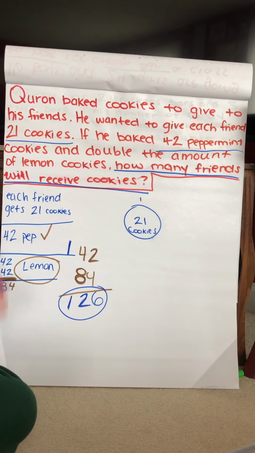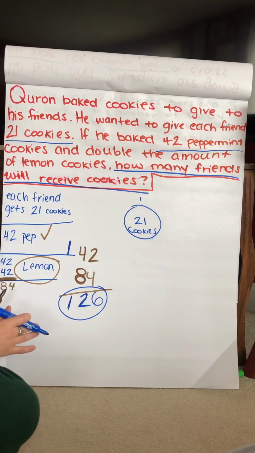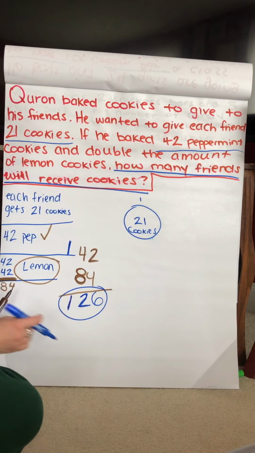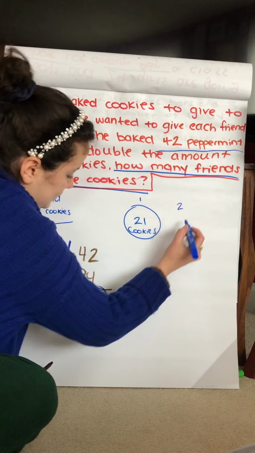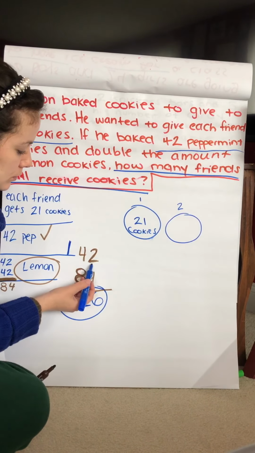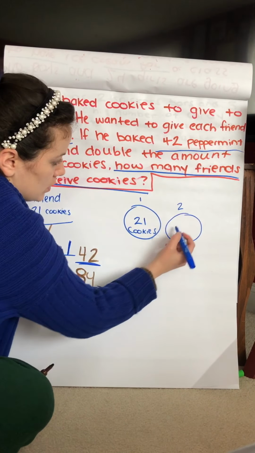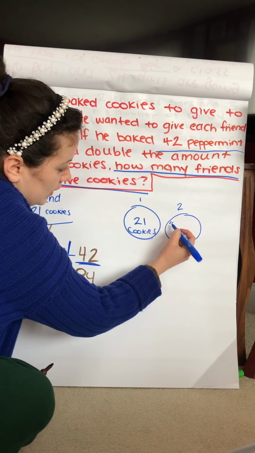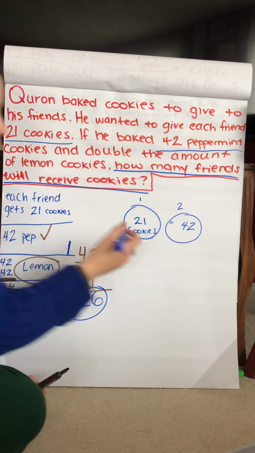That means that is the total number of cookies we can give away. The question is still asking us how many friends will receive cookies. So we know that each of them will be getting 21, and we know that in total we have 126. So, like I said before, 42 is the same as 21 plus 21. So if we're going to add that 21 here, we'll get 42. So far, we've been able to give 2 people cookies.